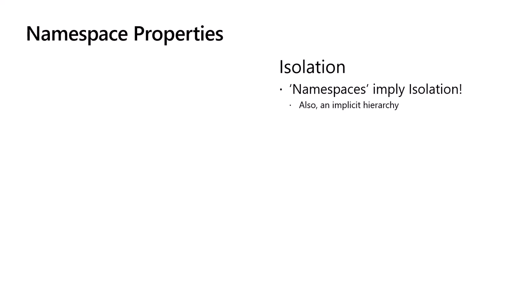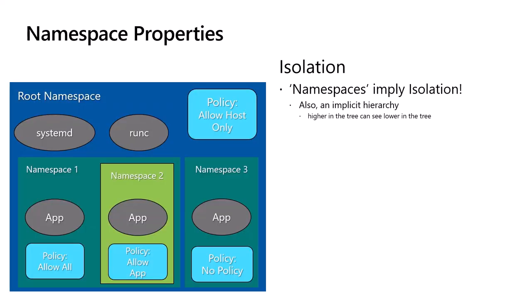The next big topic of IPE's namespace properties is a little bit of isolation. When you say the word namespaces, and as I've said, namespaces is probably a bad name for this particular feature, it implies isolation from other parts of the system. And in an implicit hierarchy, everything belongs to a namespace implicitly, and higher in the tree of this hierarchy can see lower in the tree, or have more power over it, so to speak. So in a general isolated system, you might have something that looks like this, where you have namespaces with various different policies, very different applications, nesting, and so on and so forth.